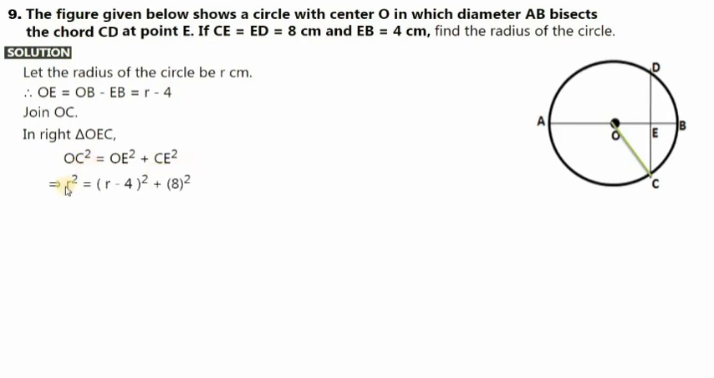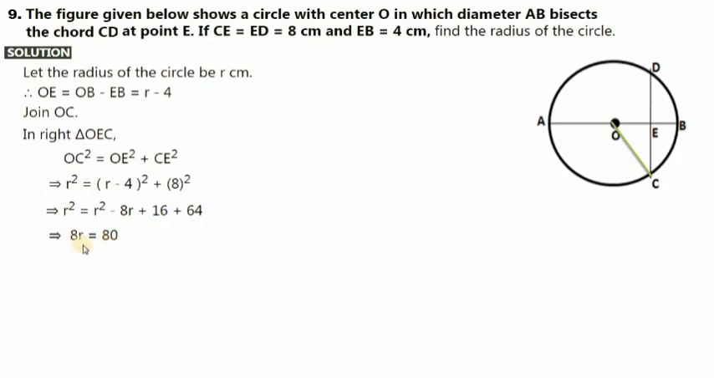OC is the radius, so it is r square equals to OE. Just now you showed OE is r minus 4, so (r minus 4) whole square plus CE. CE is given to be 8, isn't it? So it is 8 squared. Simplify this. You apply the (a minus b) whole square formula, you get this much. r square and r square get cancelled. So you bring this minus 8r here, it becomes plus 8r. So 16 plus 64 is 80.